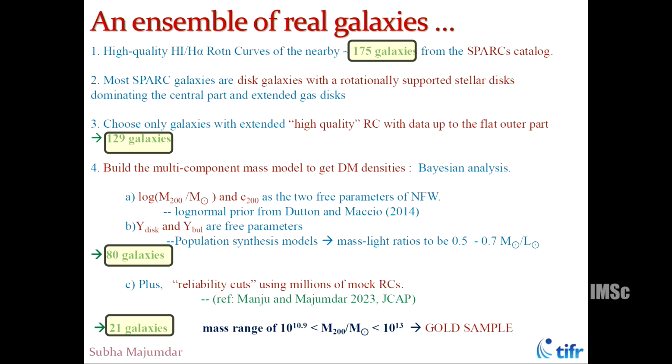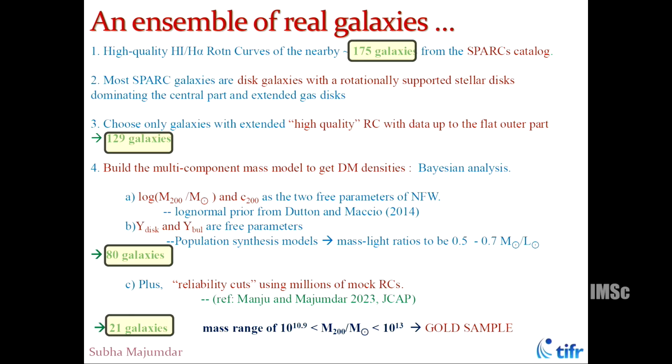Choose galaxies with high quality rotation curves going up to the flat outer part. Then it brings down to 129 galaxies. Do your standard Bayesian analysis, with multi-component dark matter and visible matter models. Make sure this is not very different from what is there in simulations, like the data and mature relations.